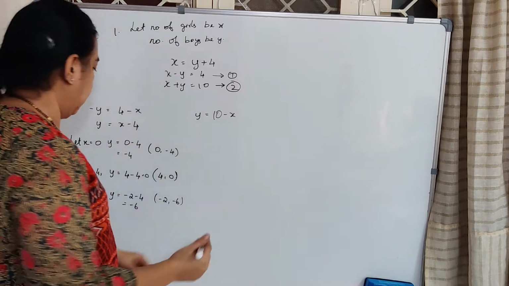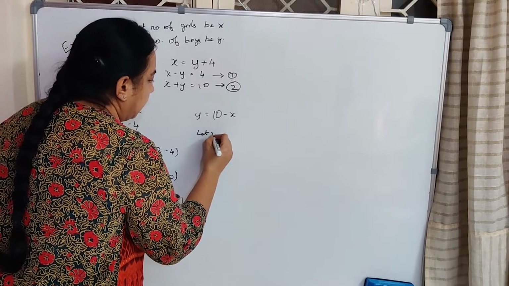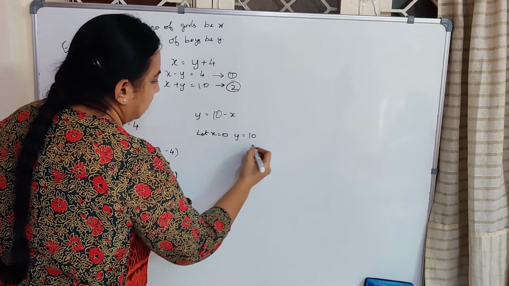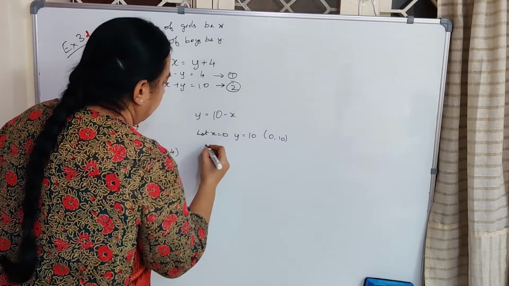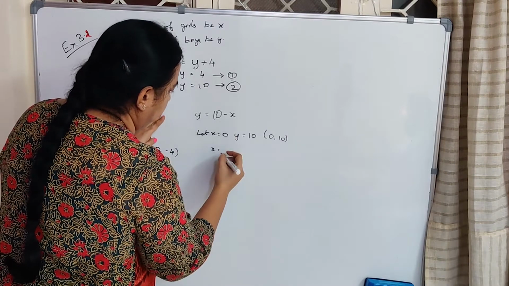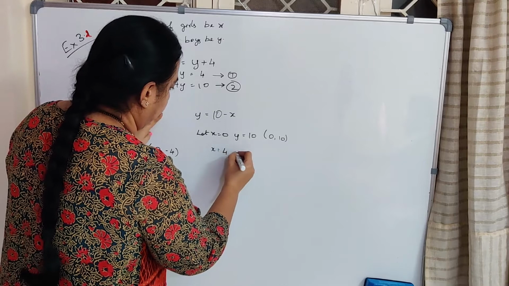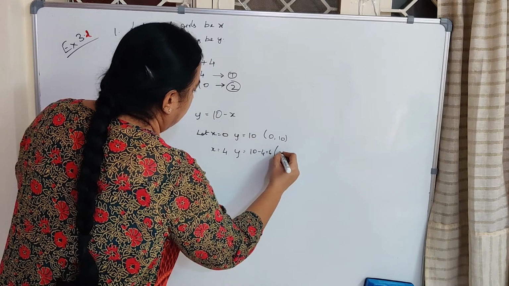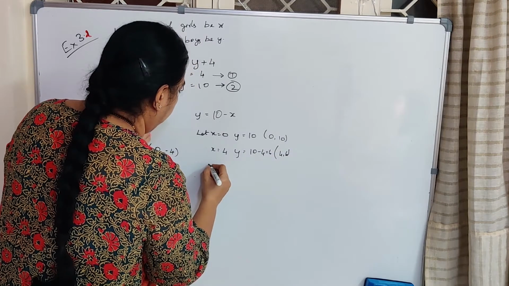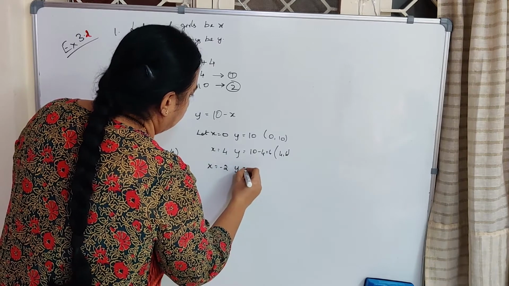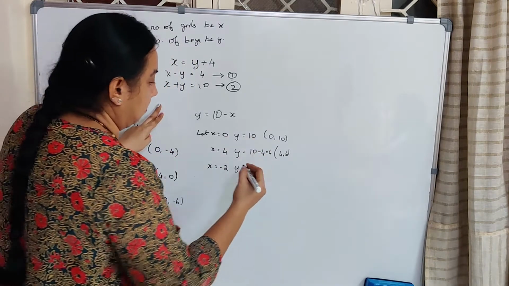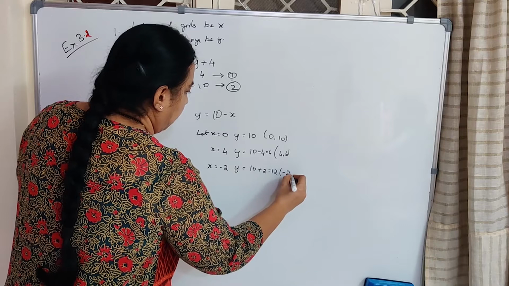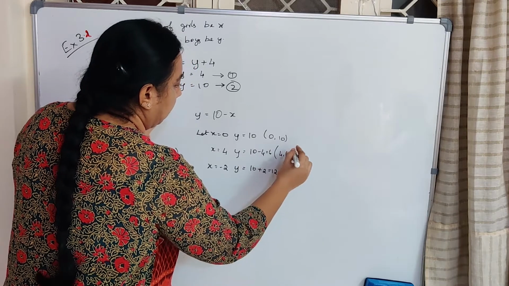And for the second line, the points will be: let x is equal to 0, and y's value will become 10 minus 0, so 10. So the point will be (0, 10). And then for a different value, x is equal to 4. Last time I used 4, so I am using the same 4 here. 10 minus 4 is equal to 6. So the point will be (4, 6). And for a different x, x is equal to minus 2, y is equal to 10 minus of minus 2. So it becomes plus 2, and that is equal to 12. So the point will be (-2, 12). So you have got it now.